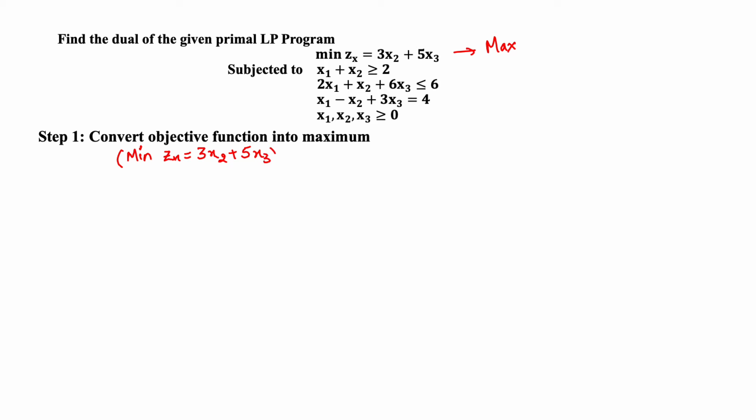Okay, so it will become a maximization problem where my new objective function is z dash, which is equal to negative of z, which is equal to minus 3x2 minus 5x3. Okay, so that's my objective function in maximization form.